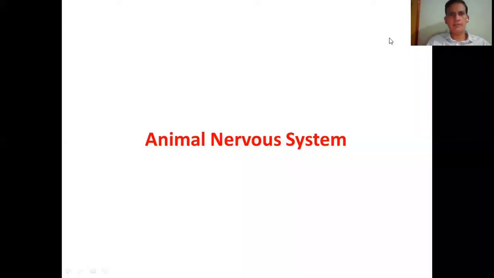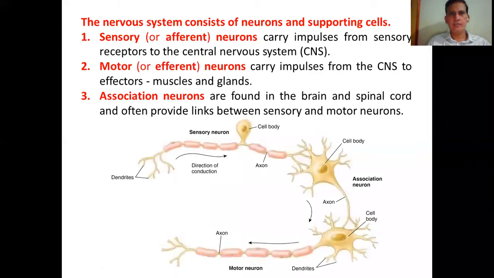In my previous lecture, I talked about the endocrine system, that is how the hormones are being secreted and what is the function of different kinds of hormones. So after talking about the endocrine system, now I will be talking about the animal nervous system in this particular lecture. So the nervous system consists of neurons and supporting cells.